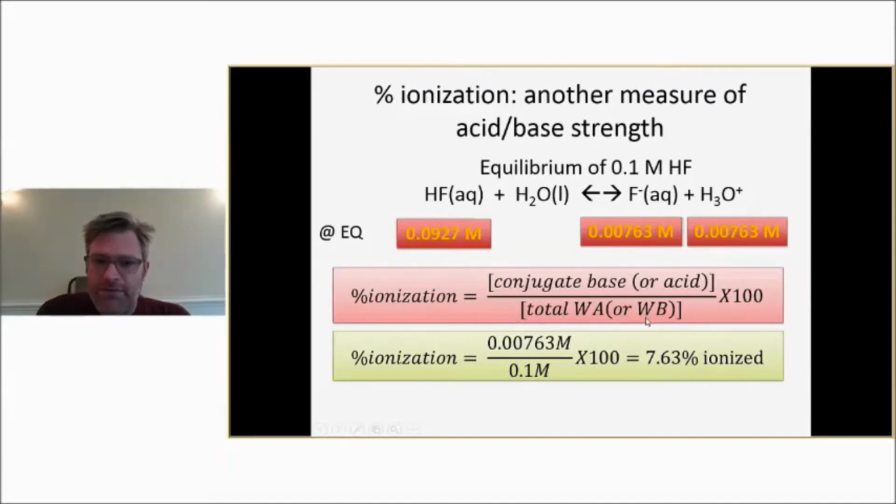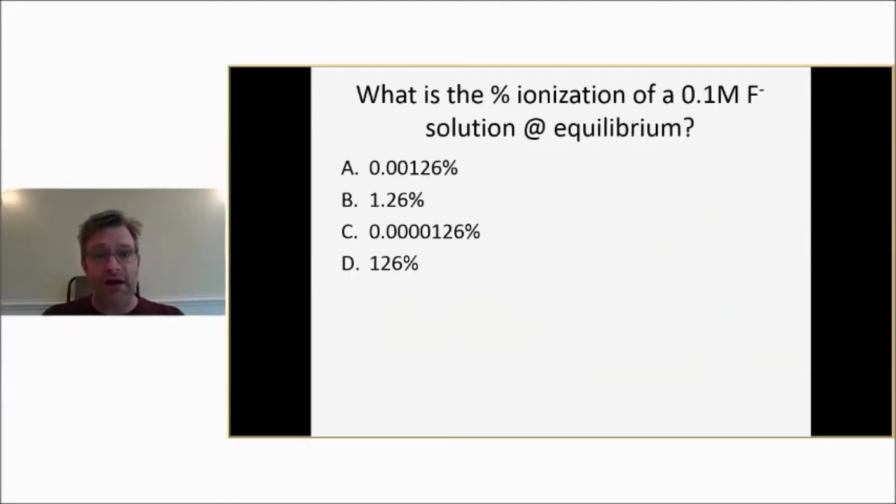So in other words, our total concentration is 0.1 molar, or 0.00763 molar plus 0.0927 molar. We put the conjugate base concentration over the total concentration, multiply it times 100, and that gives us our percent ionization. And percent ionization is basically what percent of the total has dissociated or reacted in order to form a conjugate. Okay, so now that we have that information, let's do one ourselves.